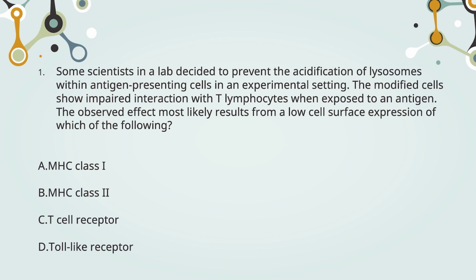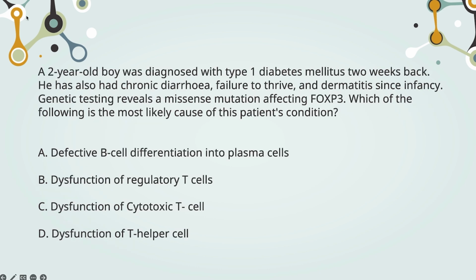Now, if you read the question carefully, it says there is a problem in acidification of the lysosome, right? The scientists prevented the acidification of lysosome. Now, if you remember from the video earlier, the acidification of lysosome is really important for MHC class 2. All right, so the answer is MHC class 2. Now, let's look at the third question.